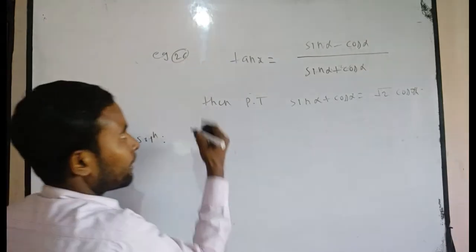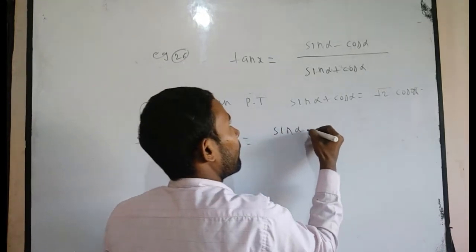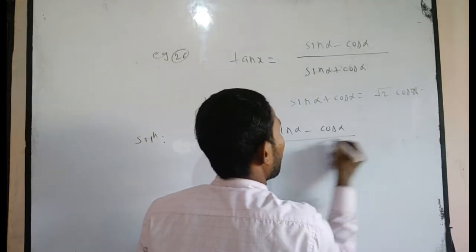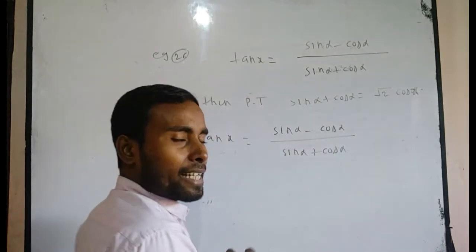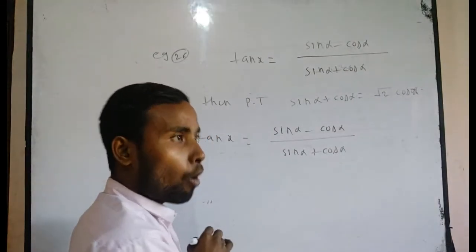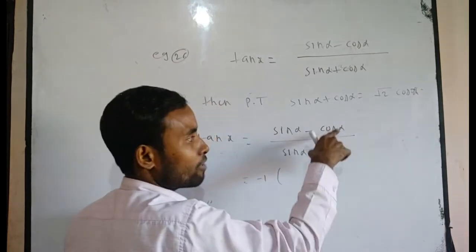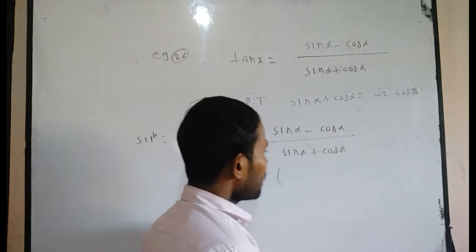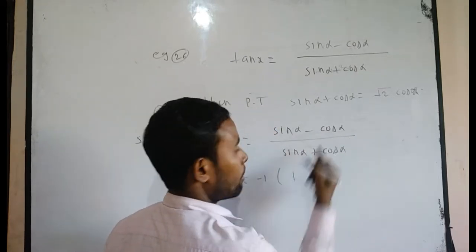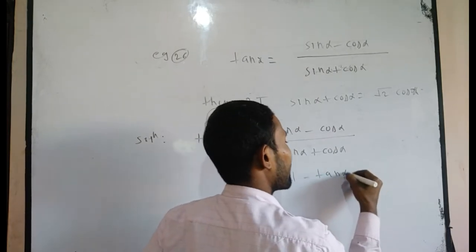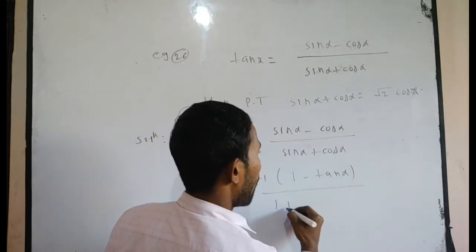You have to proceed from the given condition. As you know, it is given that tan x is equal to sin alpha minus cos alpha divided by sin alpha plus cos alpha. If you divide by cos alpha in numerator and denominator simultaneously, you get cos alpha by cos alpha, that will be 1. And you take minus 1 common, so the numerator gives tan alpha minus 1, and in the denominator you get 1 plus tan alpha.